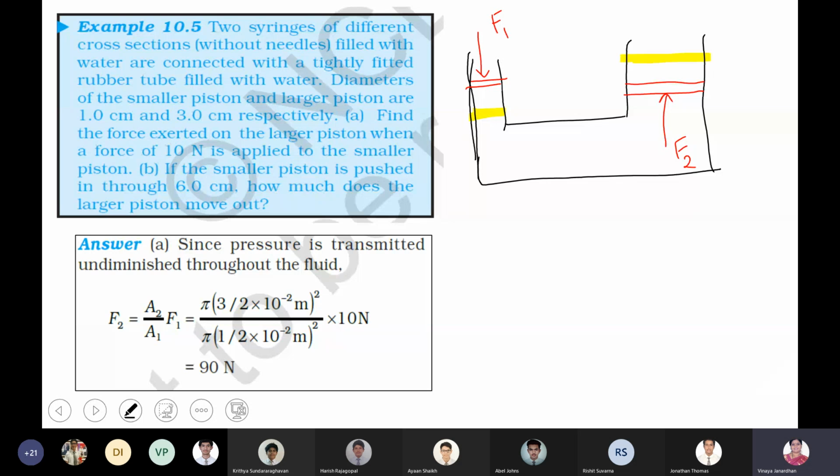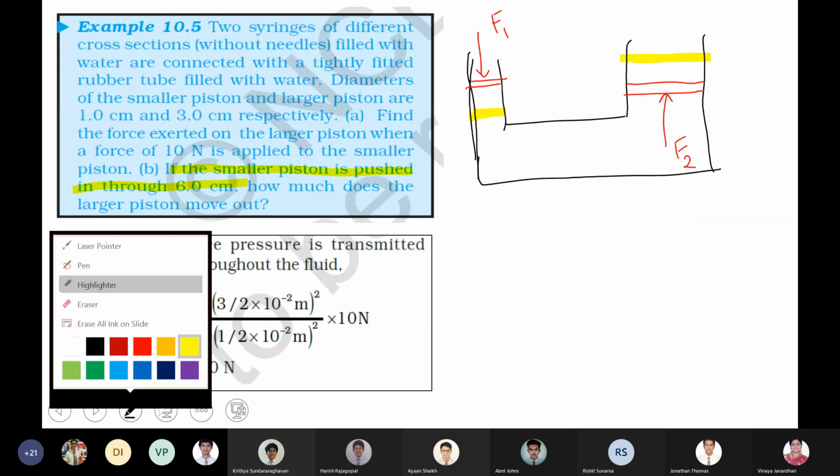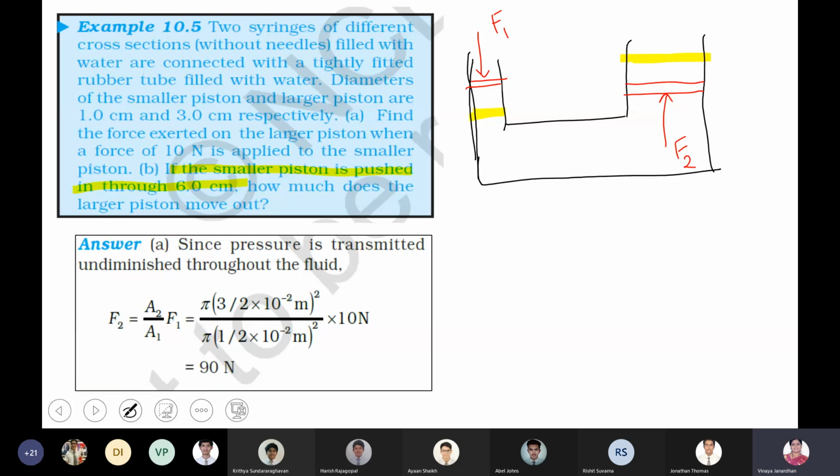If the smaller piston is pushed 6 centimeter down, how much will your larger piston move out? Are you clear? Boys, the question is, if the smaller piston is moving down a certain distance, what is the distance? If the smaller piston has moved a distance of 6 centimeter, naturally the larger piston will move up. The question is, to what distance is your larger piston going to move up?